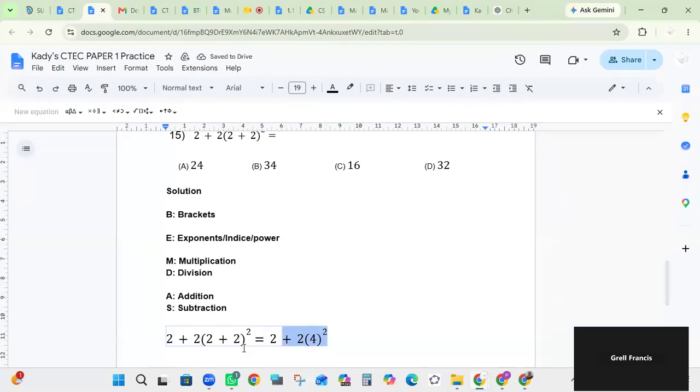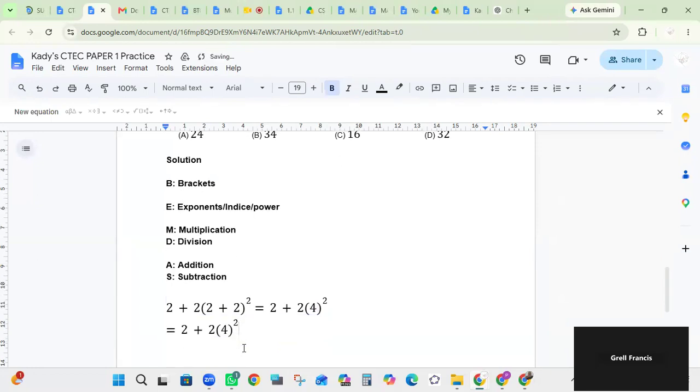After you are done, you move to what next? To exponents. Another word for exponent is? Indices. Or the power. So the power we have there is squared, right? Squared, yes. So that is 4 squared. 4 squared is 16. Okay, so yes. And this is a times, so that will be 2 times 16.